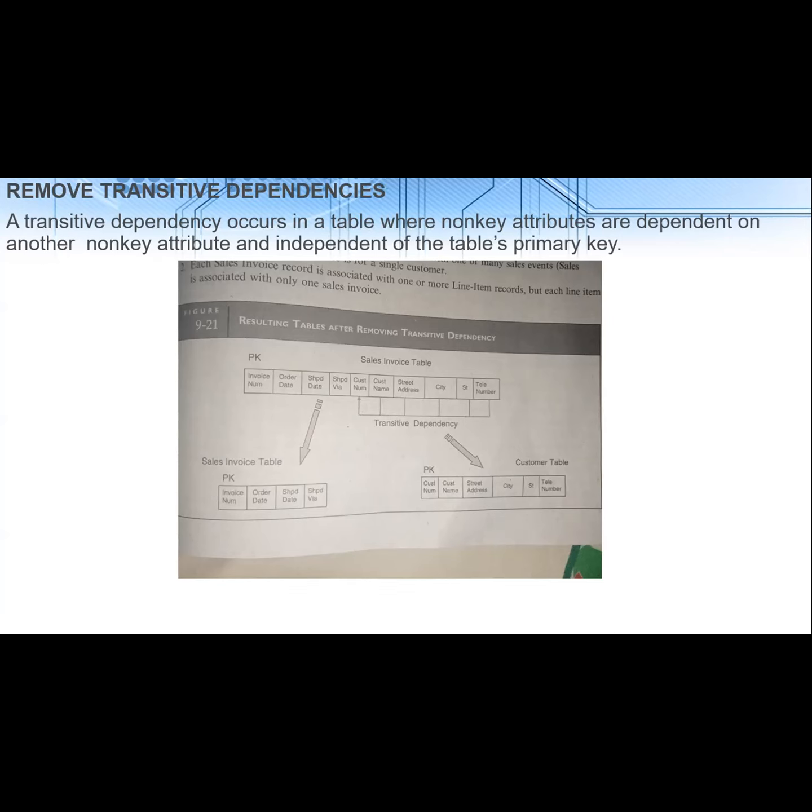The primary key, invoice number, uniquely and wholly defines the economic event: the order date, shipping date, and the shipping via attribute. The key does not, however, uniquely define the customer's attributes. The attributes customer name, street address, and so on define an entity, customers, that is independent of the specific transaction captured by a particular invoice record.